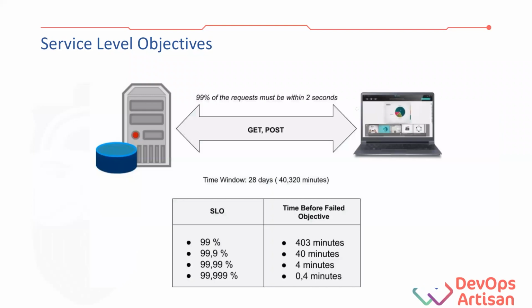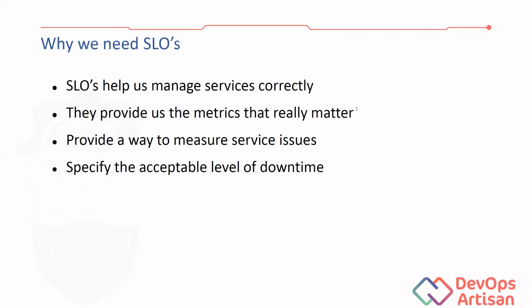And this is another one. So if you increase the SLO, you'll see that the time before the objective fails will decrease drastically. So you have to make your system very, very resilient to failures.